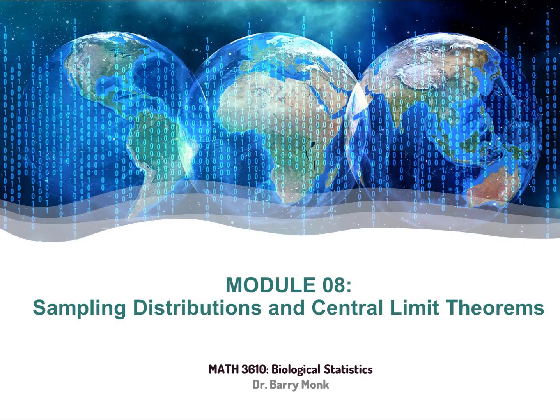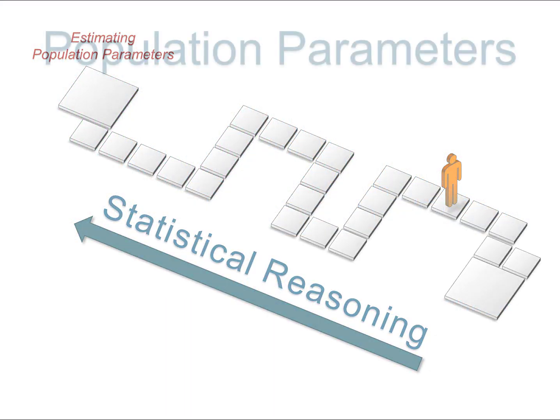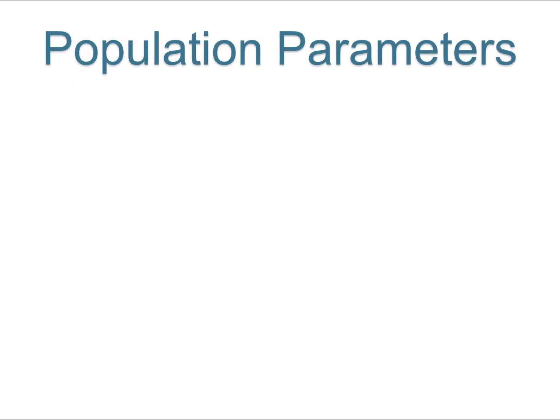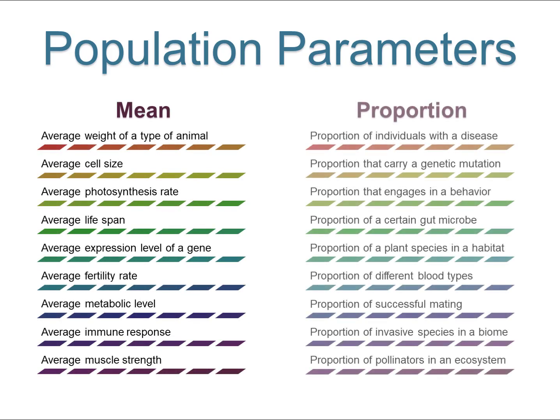In this lesson, we will discuss sampling distributions and the central limit theorems. Let's take a moment to consider where we are in our journey into statistical reasoning. Generally, we know that we are trying to estimate parameters of a population. The most common parameters are population mean and population proportion.